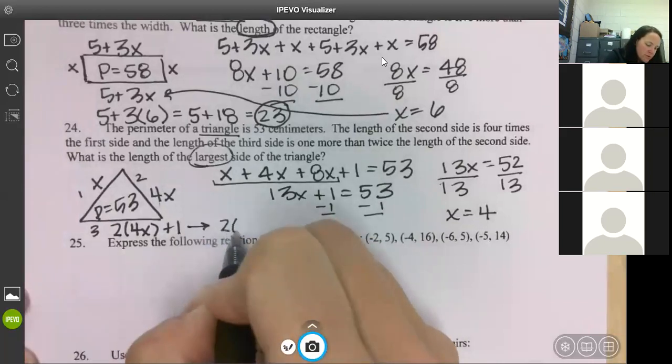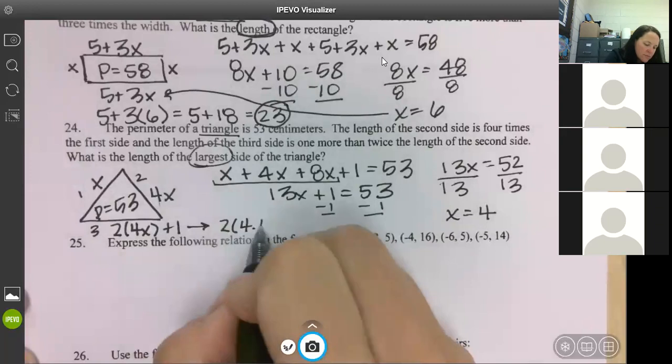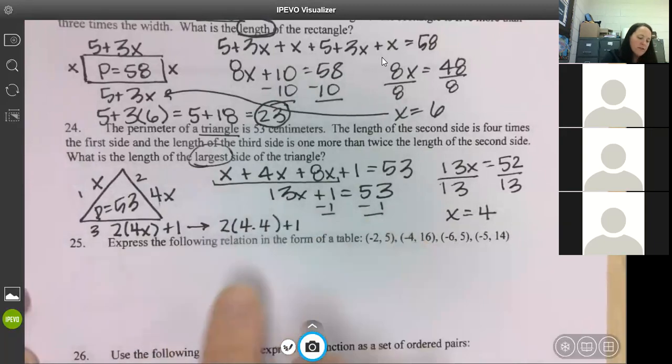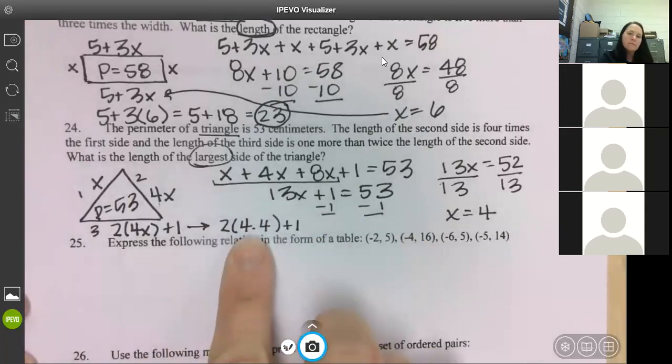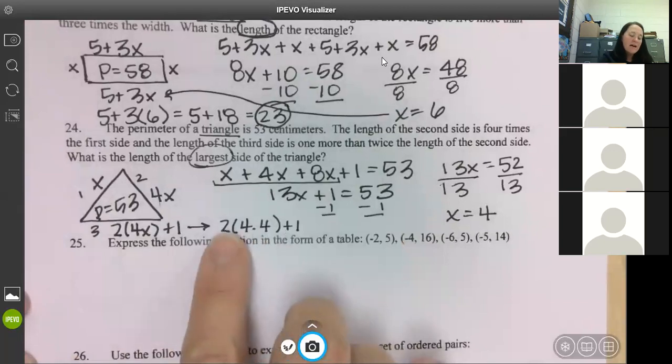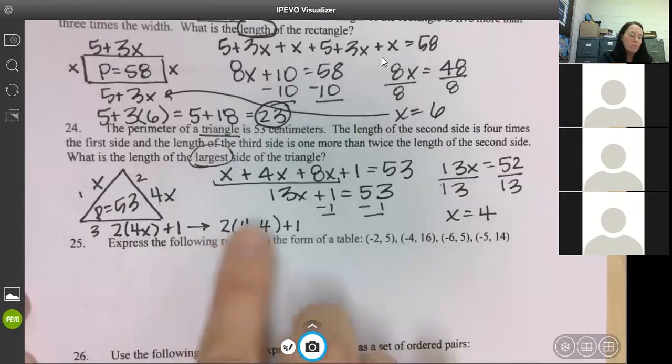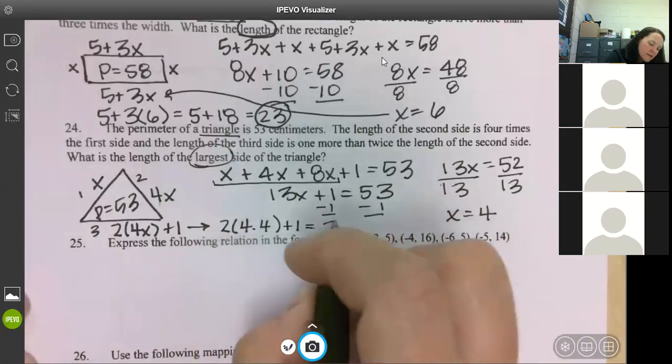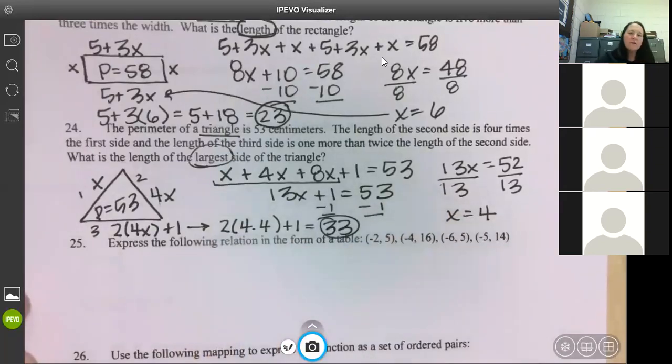So 2 times 4 times 4 plus 1. What is 4 times 4? 16. Times 2, 32. Plus 1 is 33. That's your answer. So 33 would be what we're looking for.